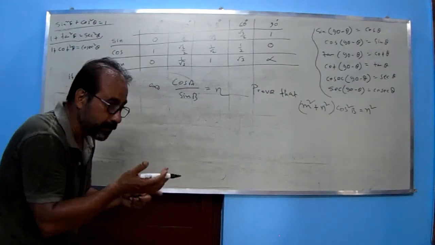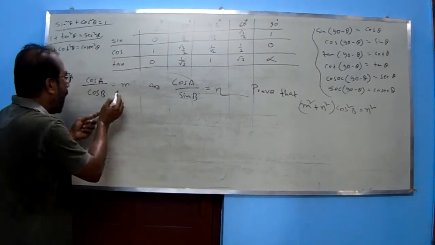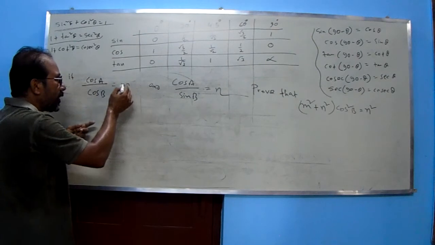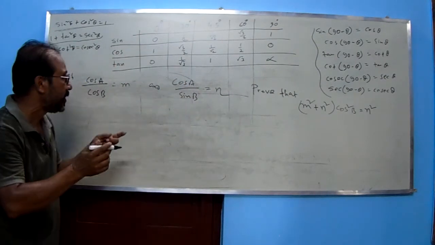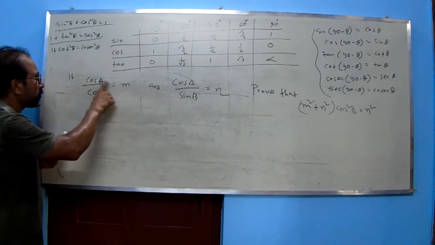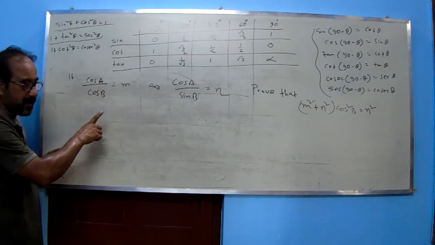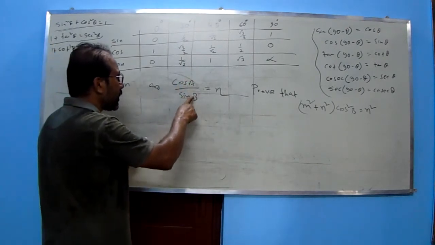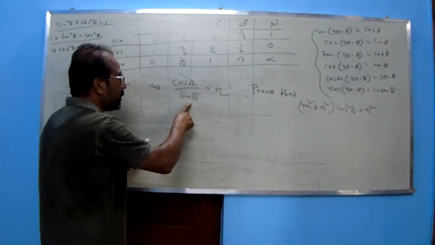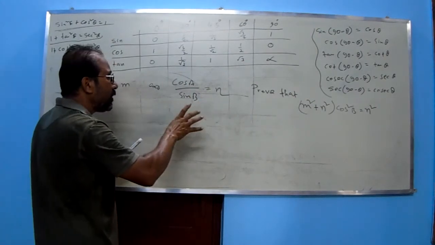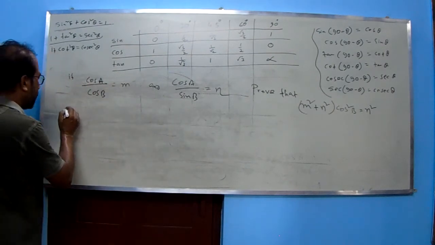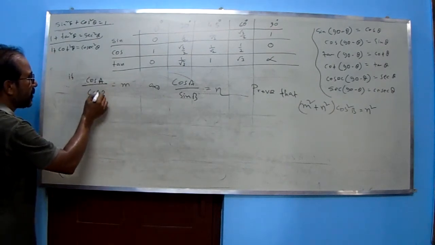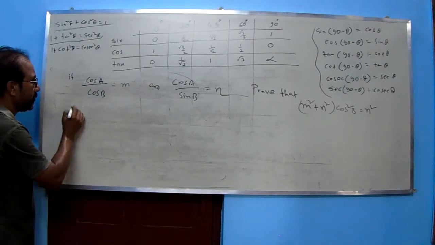My attempt is to square both sides in these two equations, then add. If I square this, M square equals cos square A by cos square B, and this is also cos square A by sin square B. So then I will add this. Let me check first. First one, cos A by cos B equal to M.